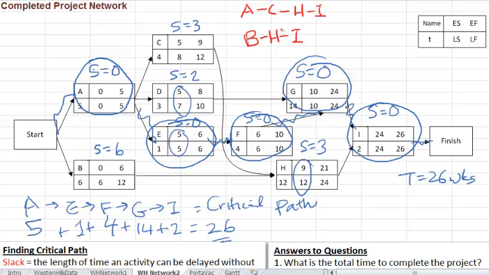Now, what are the lengths of these two paths? So let's figure that out. A is 5, C is 4, H is 12, and I is 2. That's 9 plus 12 is 21, plus 2 is 23. And BHI, that's 6, 12, 2. So 6 plus 12 plus 2 is 20. Okay, so you can see, just by way of examples, the lengths of these paths are shorter than the length of our critical path.